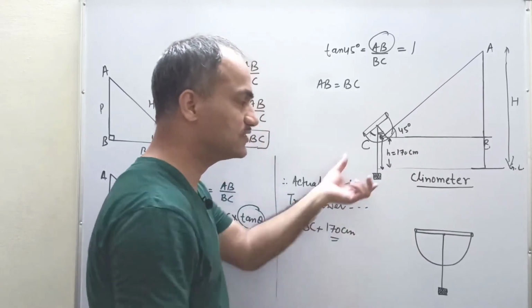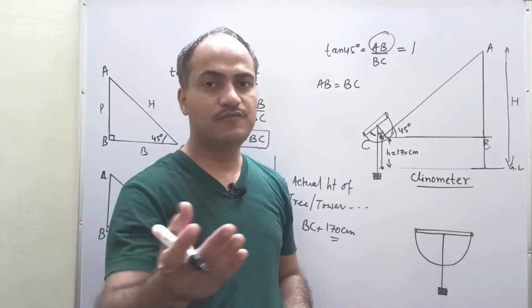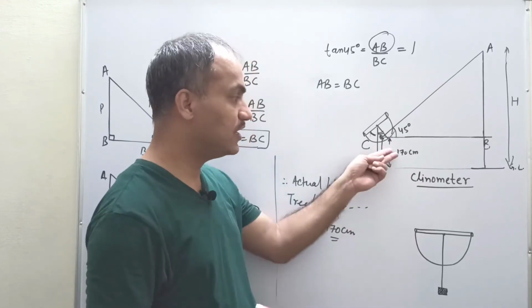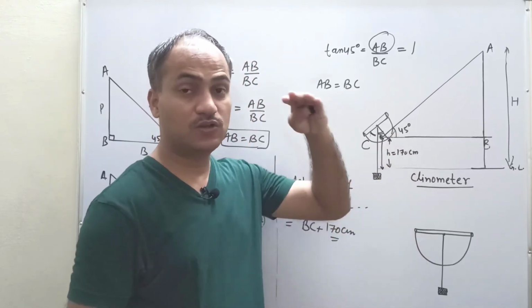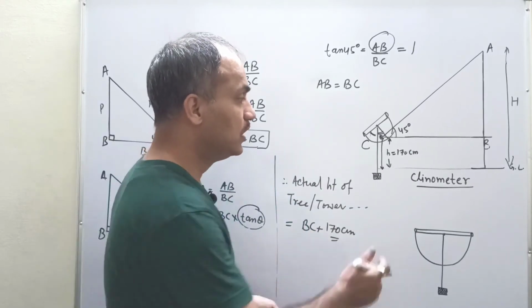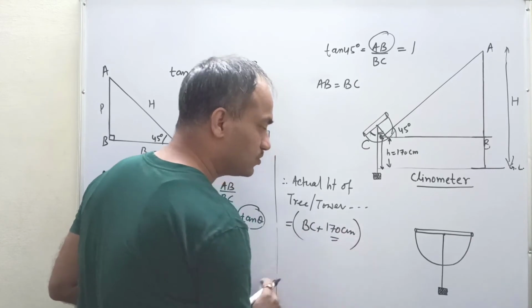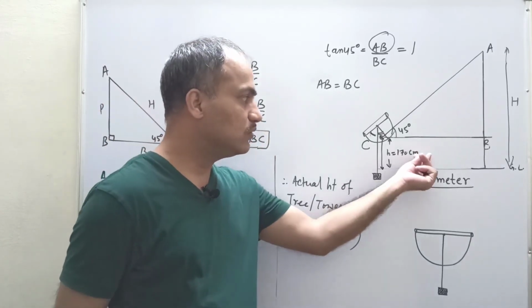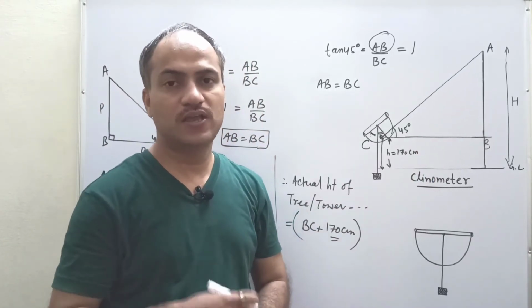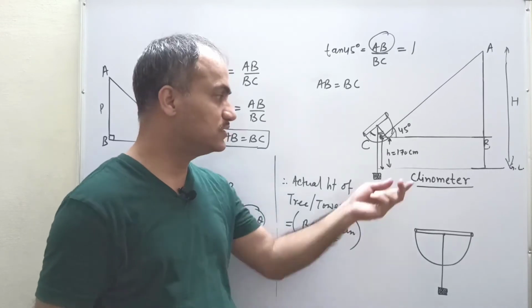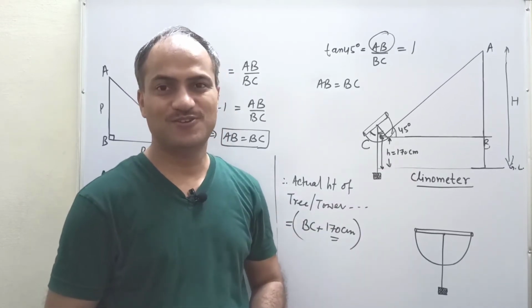Just one example I have taken. It can vary when you do the experiment. It can be anything according to your height, according to your level of eye. So whatever height it is, you take that. When you add these two, you will get the total height. And the unit also you can take anything. You can take meters, feet, centimeter, whatever unit fits you.